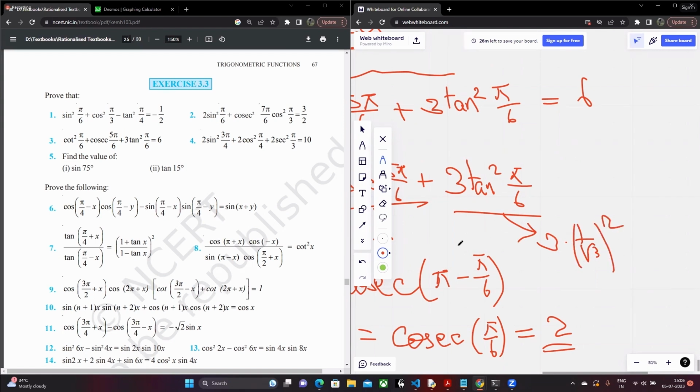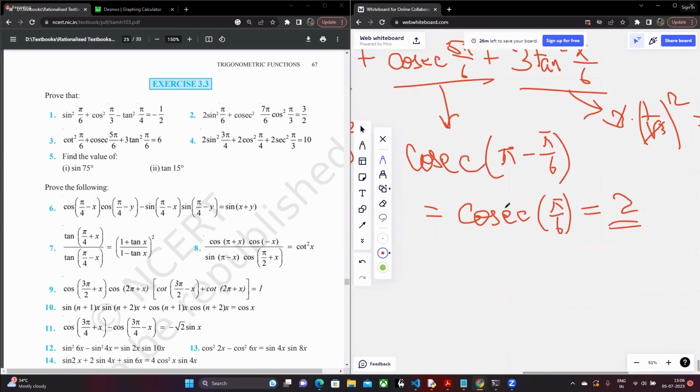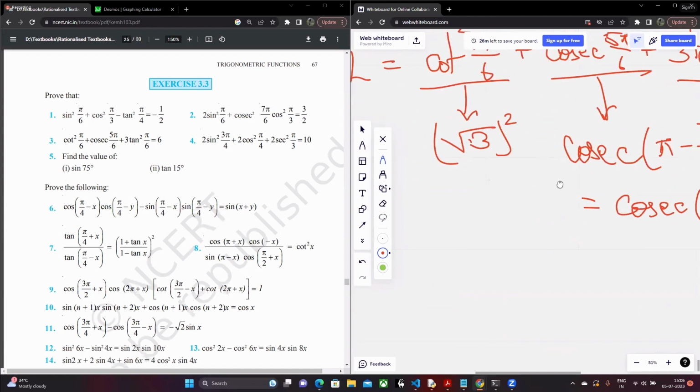Tan theta and cot theta is 1. So you have 3 tan square pi by 6 being 3 into tan, 1 by root 3, the whole square, right? Which is basically 3 times 1 by 3, that is going to give you 1, right? So this is 3, right?